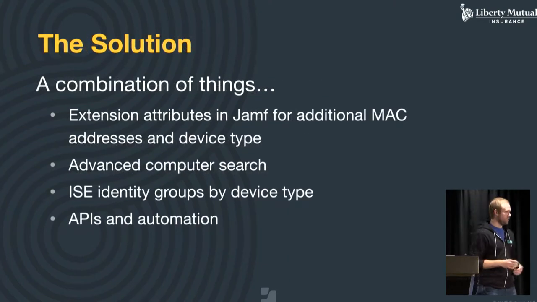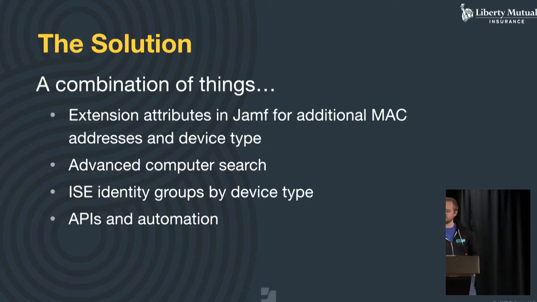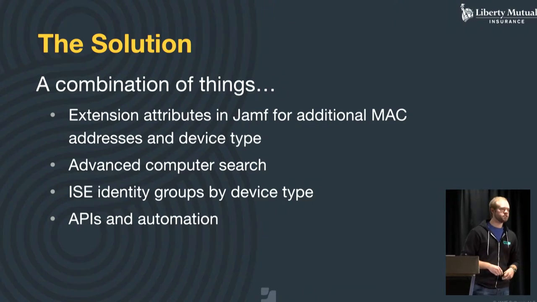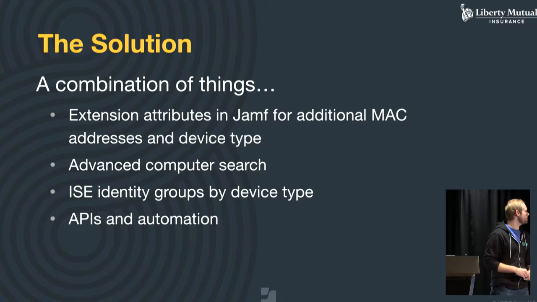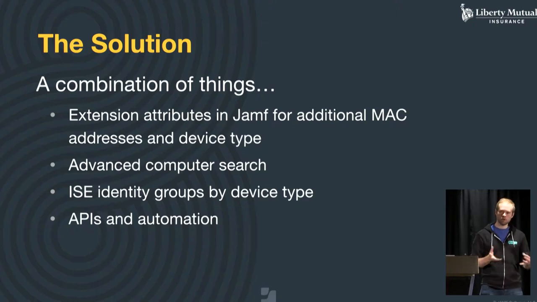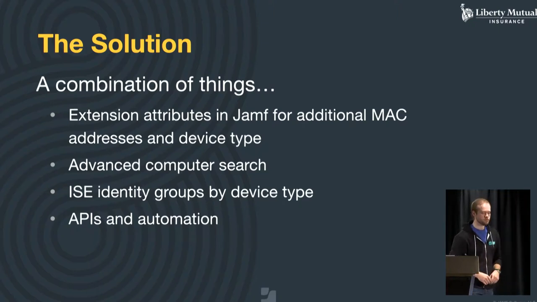So our solution is a combination of things on both sides, on both platforms. It really comes down to some extension attributes in Jamf so that we can categorize the devices. We use advanced computer search to pull lists of devices that ultimately get synchronized to ICE. And then we use identity groups in Identity Services Engine to tell them apart. And then we use APIs and automation to pull all those pieces together.